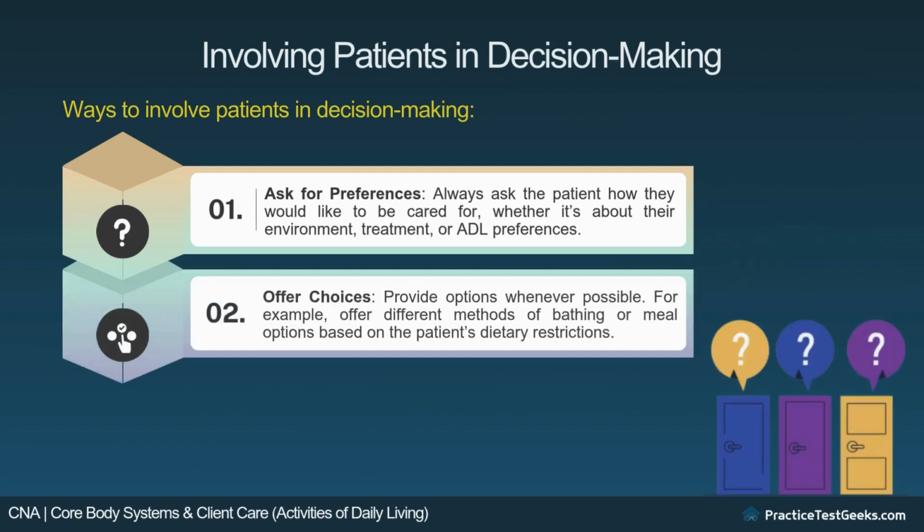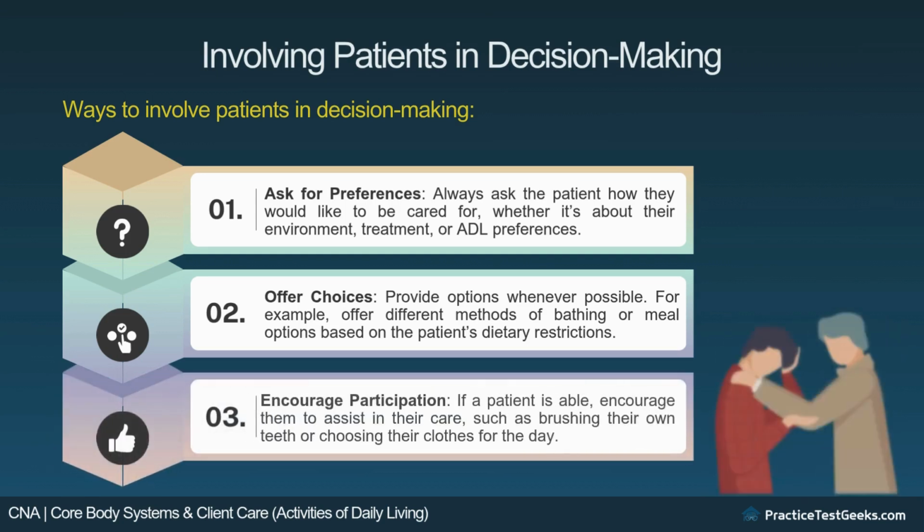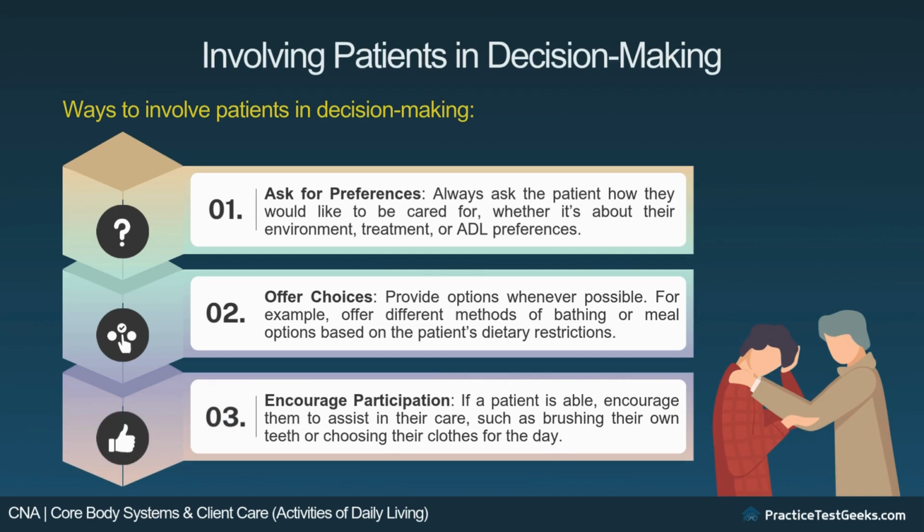2. Offer choices. Provide options whenever possible. For example, offer different methods of bathing, shower versus bed bath, or meal options based on the patient's dietary restrictions. 3. Encourage participation. If a patient is able, encourage them to assist in their care, such as brushing their own teeth or choosing their clothes for the day.